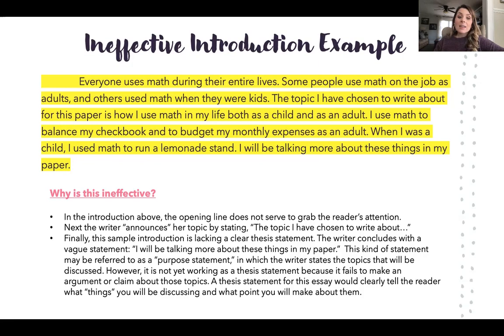And then finally, the sample introduction is lacking a clear thesis statement. The writer concludes with this very vague idea of, "I will be talking more about these things in my paper." But this kind of statement should be more purposeful, where the writer talks about the topics that they're going to discuss or makes a very clear purpose and meaning as to why they chose to do the research. This is not a working thesis statement because it fails to make an argument or a claim about those topics.